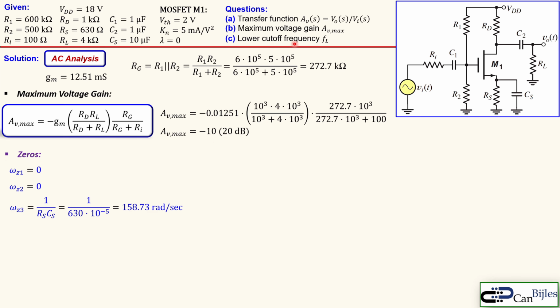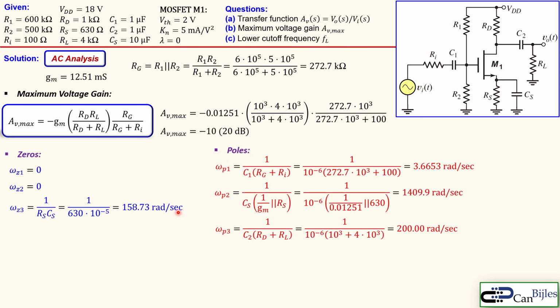Now we need for that the zeros. So we already know that we have 2 zeros at the origin, and the third zero, for that we need to have the resistor RS and the CS. So we have here, this is 10 microfarads, so 10 to the power -5 effectively. And that is then equal to 158.73 approximately radians per second. Now for the poles, we have these three expressions.